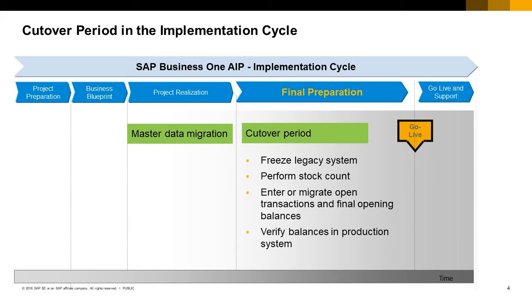At go live, financial information in the SAP Business One system must match the legacy system balance sheet accounts. Things to consider include: will the new SAP Business One system run in parallel with the legacy system for a period of time? Can the go-live take place at the start of the customer's fiscal year or will it happen during the fiscal year? Can open transactions in the legacy systems be closed before the cutover?